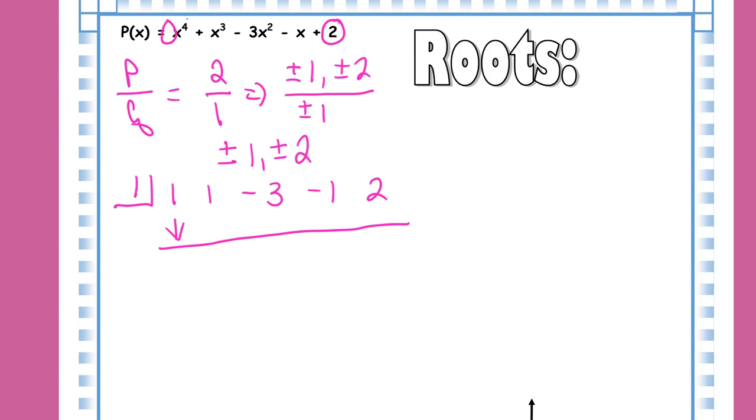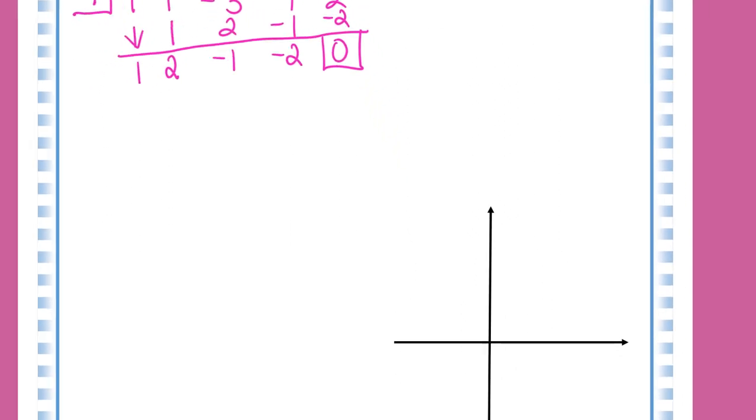Remember, I want to remind you, if it's a degree of 4, we should have 5 numbers, right? So then we got, bring down the 1, and we multiply. 1 times 1 is 1. And combine. 1 times 2 is 2. And combine. 1 times negative 1 is, and combine. And looky there, we found a root already. That's fabulous. So now we know we have a root at 1.